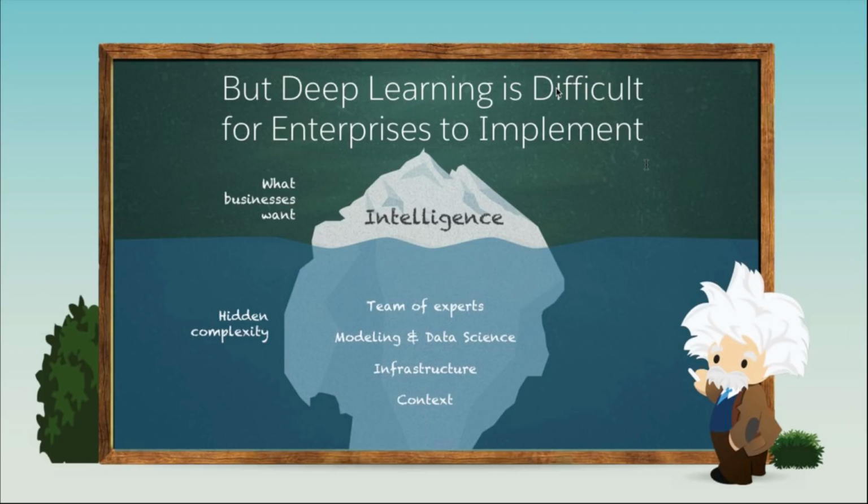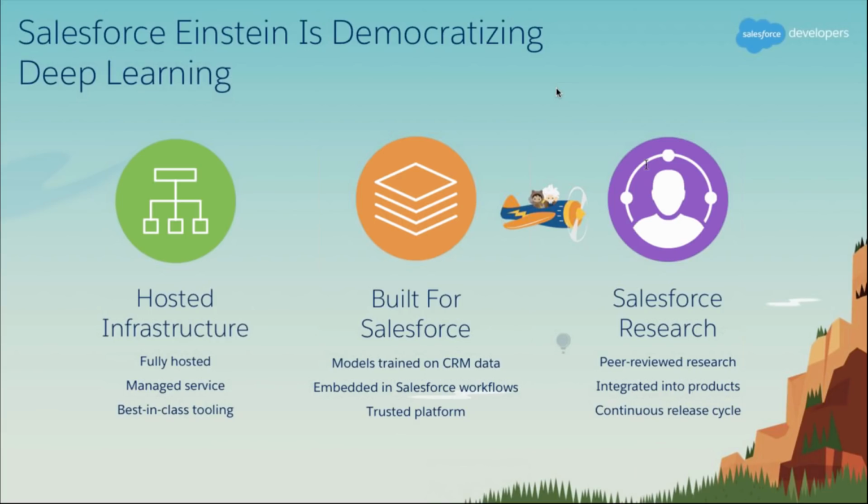Now, the great thing is that Salesforce is really democratizing deep learning, and we're providing this as a managed service. So how do we do that? Well, first of all, it's a hosted infrastructure. We make it very easy for customers to upload their data set, train their models, understand how their models are doing, as well as meet their scalability needs. We take care of all of that, and get predictions in real time. So it's really taking away all of this complexity and providing this as a managed service.